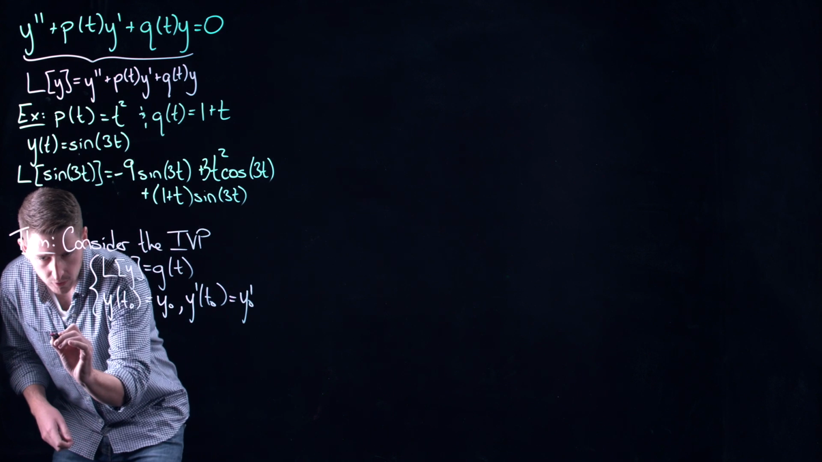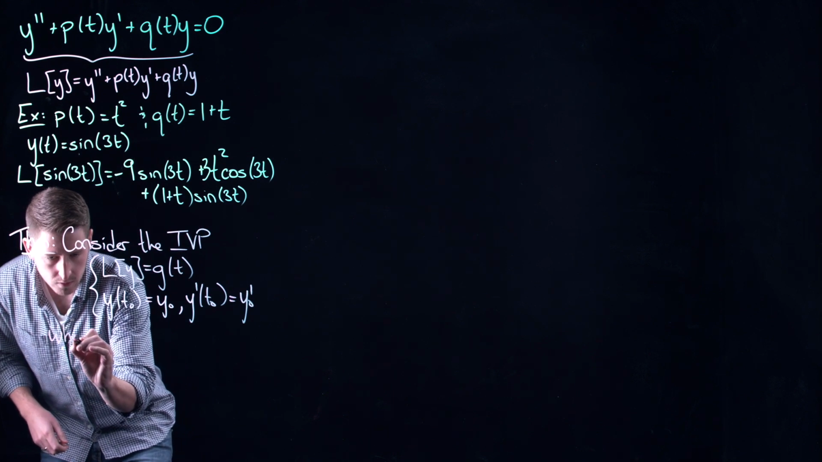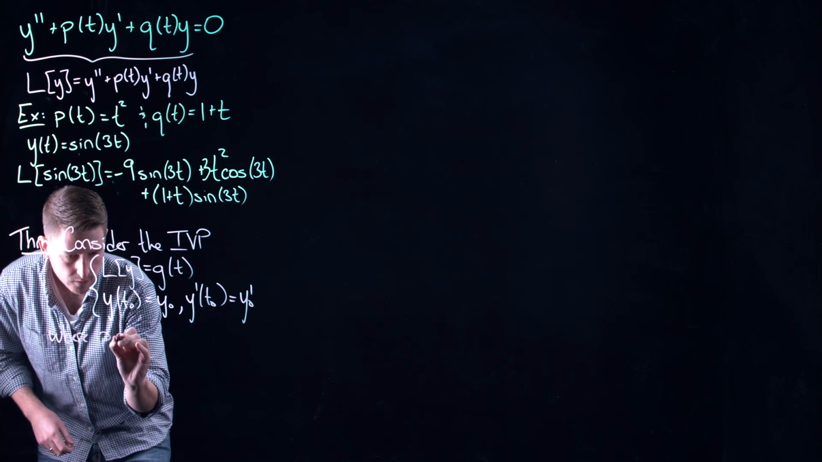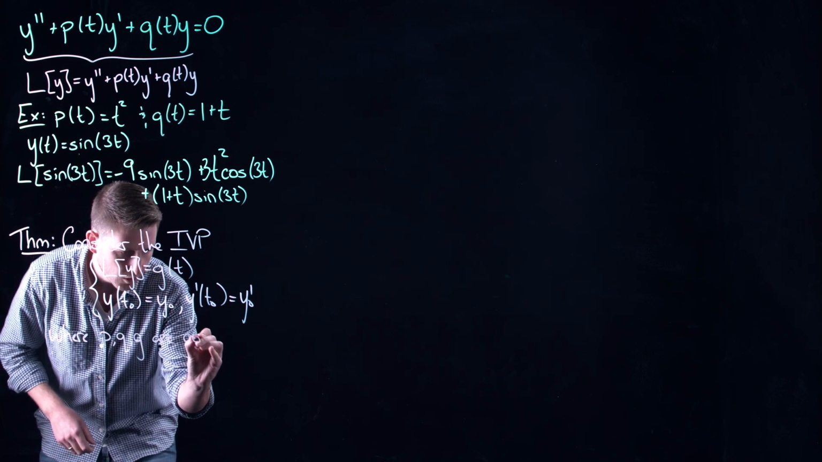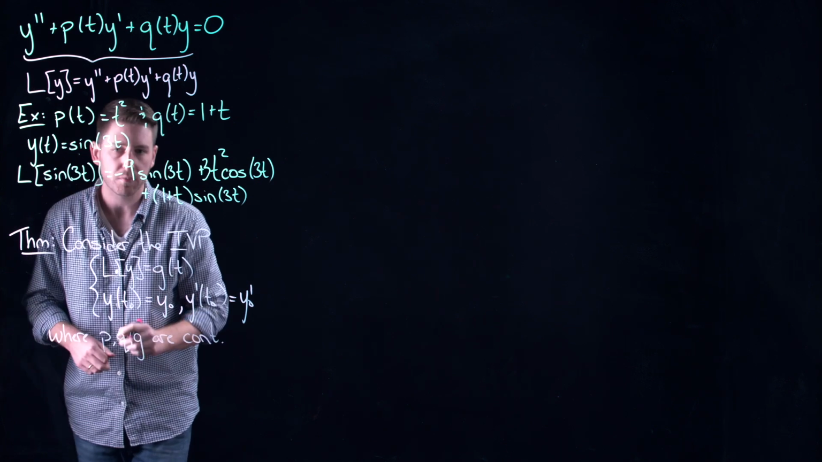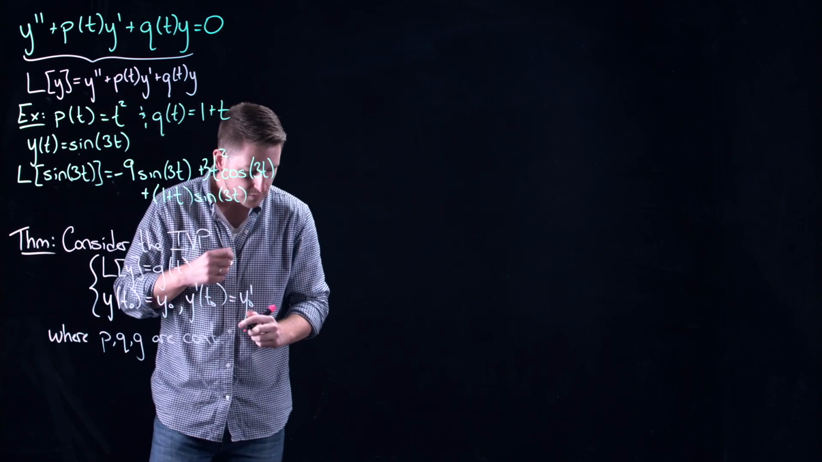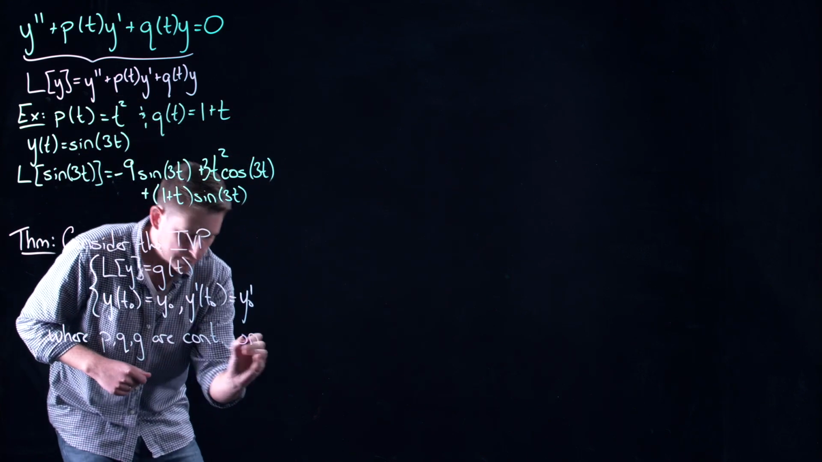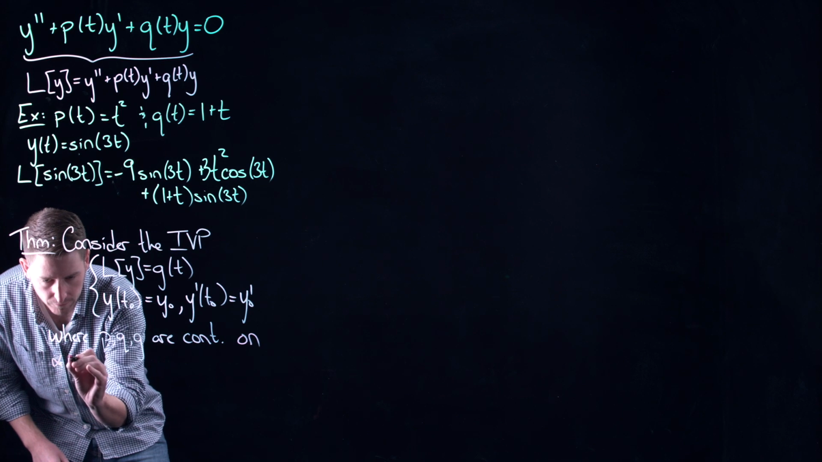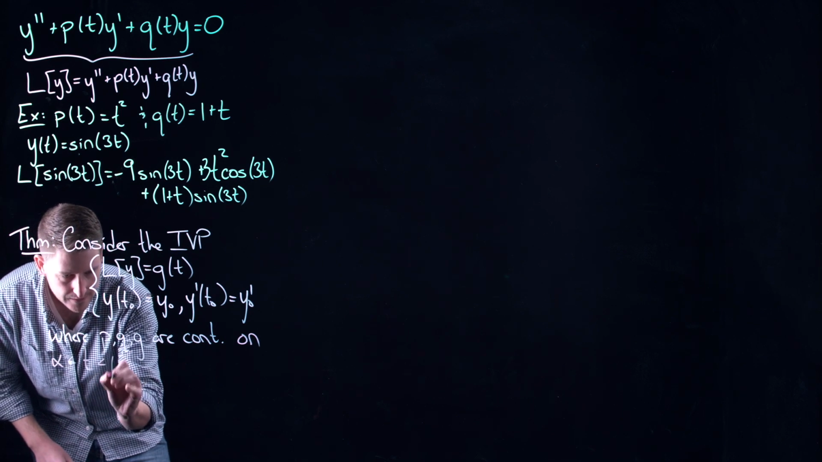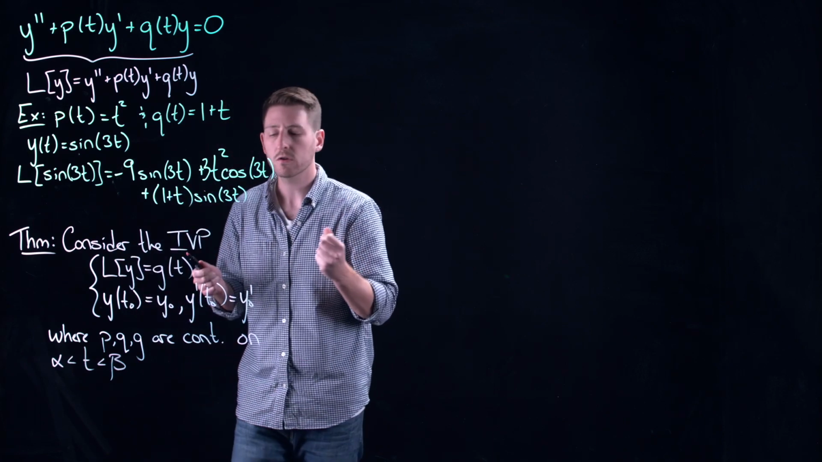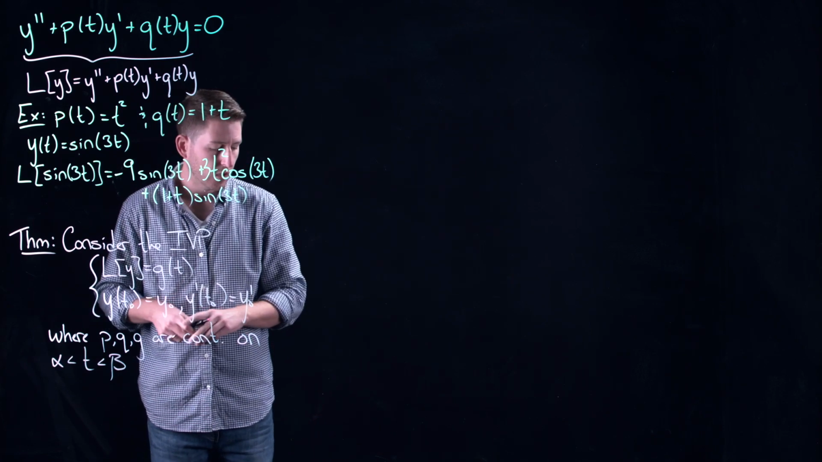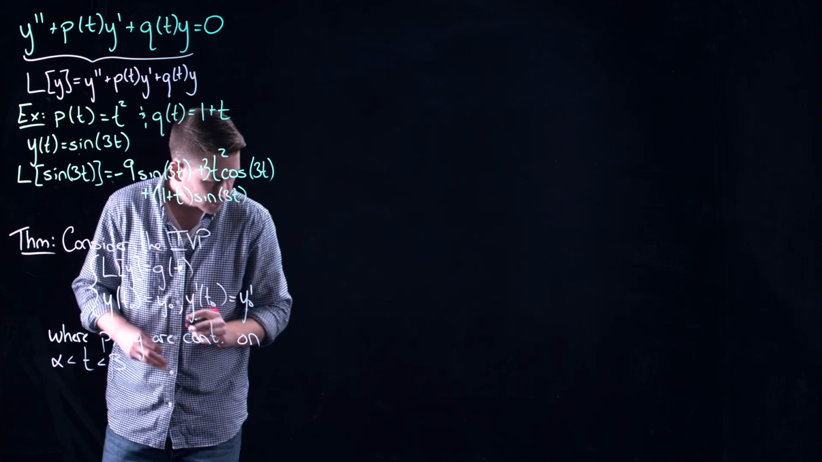And in my case, I'm going to assume that P, Q, and G are continuous. So the same criteria that we saw previously for first order equations on, let's say, an interval alpha less than t less than beta. So again, go back and compare what we've seen with first order equations. This should look a whole lot like it.